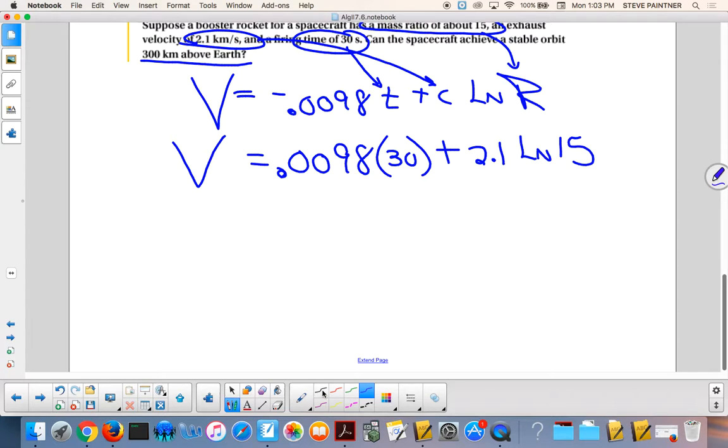Oh, my fault. Forgot my negative. 5 point what? 5.4?